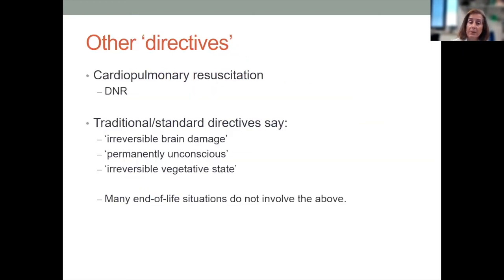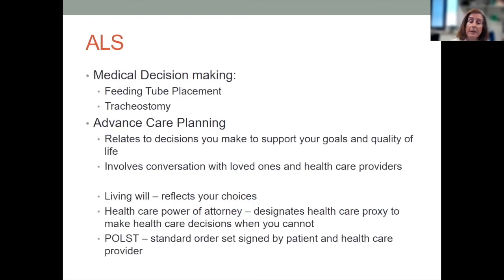Other directive documents to consider are CPR, or what is known as a DNR, and traditional standard directives, or living wills, which state: if I have irreversible brain damage or am permanently unconscious or in an irreversible vegetative state, then I would want my care to flow this way. However, many end-of-life situations don't involve those 3 scenarios. And again, the conversation you have with your healthcare proxies or loved ones is paramount to good decision-making at the end of life. And again, in ALS, invasive medical decisions may involve feeding tube placement and tracheostomy placement.